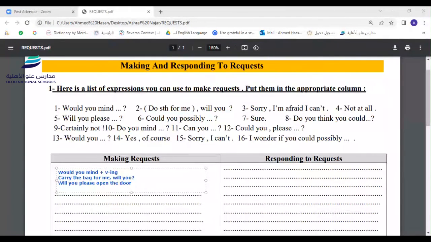Yes, also we have could you, and to make your request more polite, you say could you possibly, for example, give me a hand? Could you possibly give me a hand? Another way is, do you think you could? Guys, please don't leave. You can say, do you think you could help me, for example?